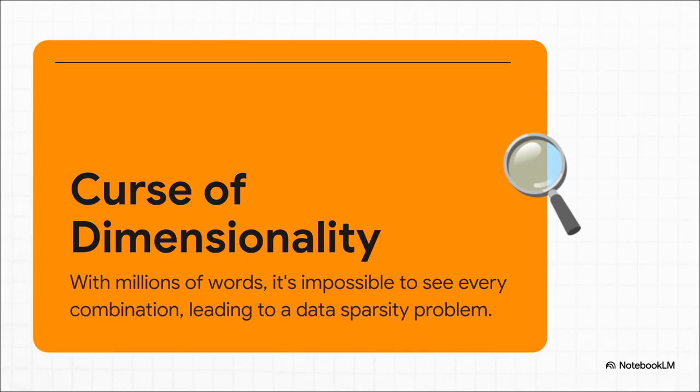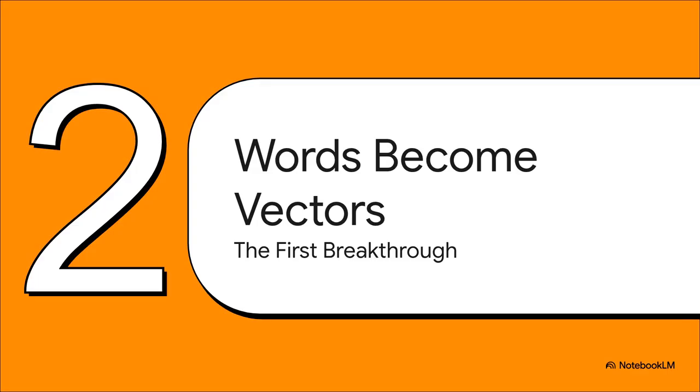They were stuck. So the first real crack in this seemingly impossible problem was this beautiful, elegant idea. What if, instead of treating words as just letters on a page, what if we could represent a word's meaning mathematically? This was a total game changer. For the first time, computers could start to understand the relationship between words. So what if words become vectors?